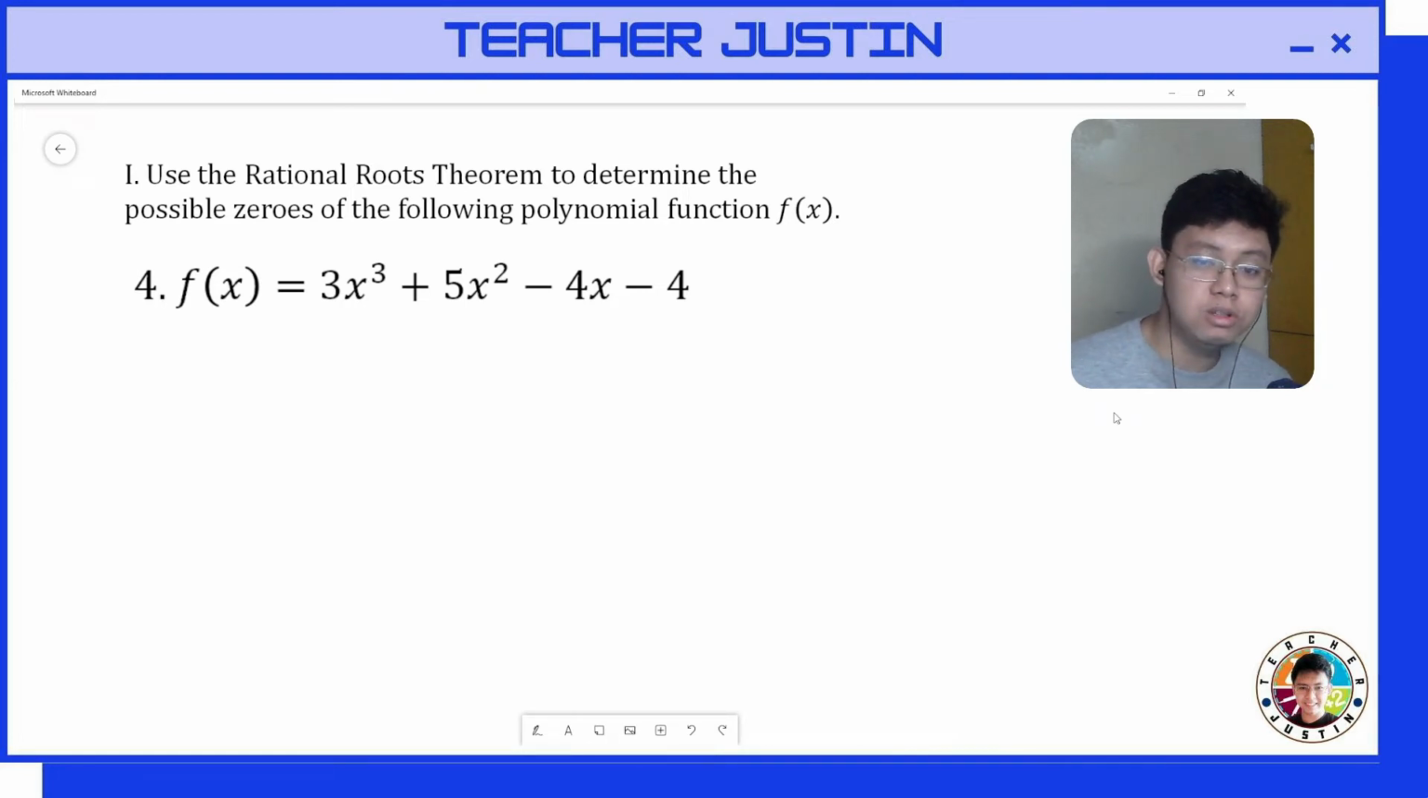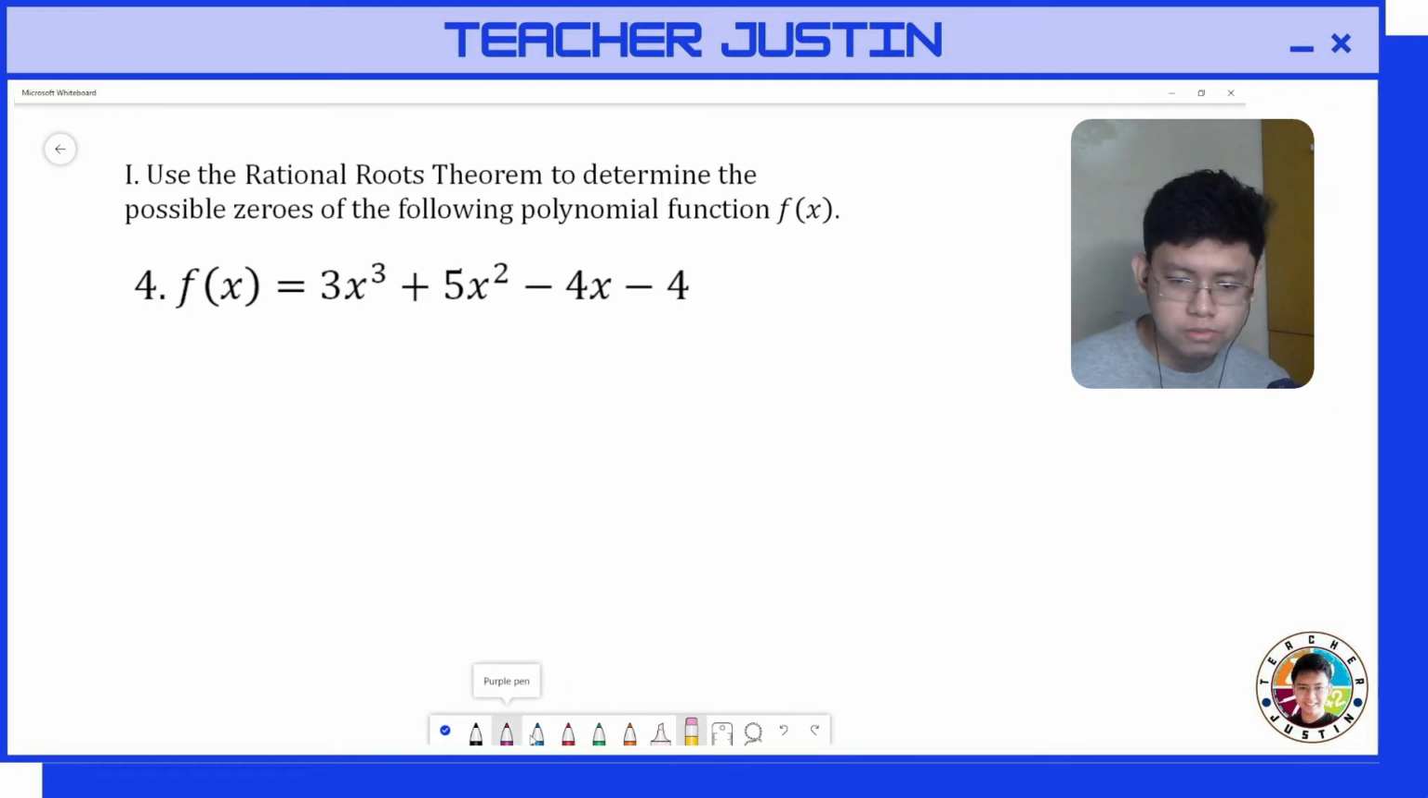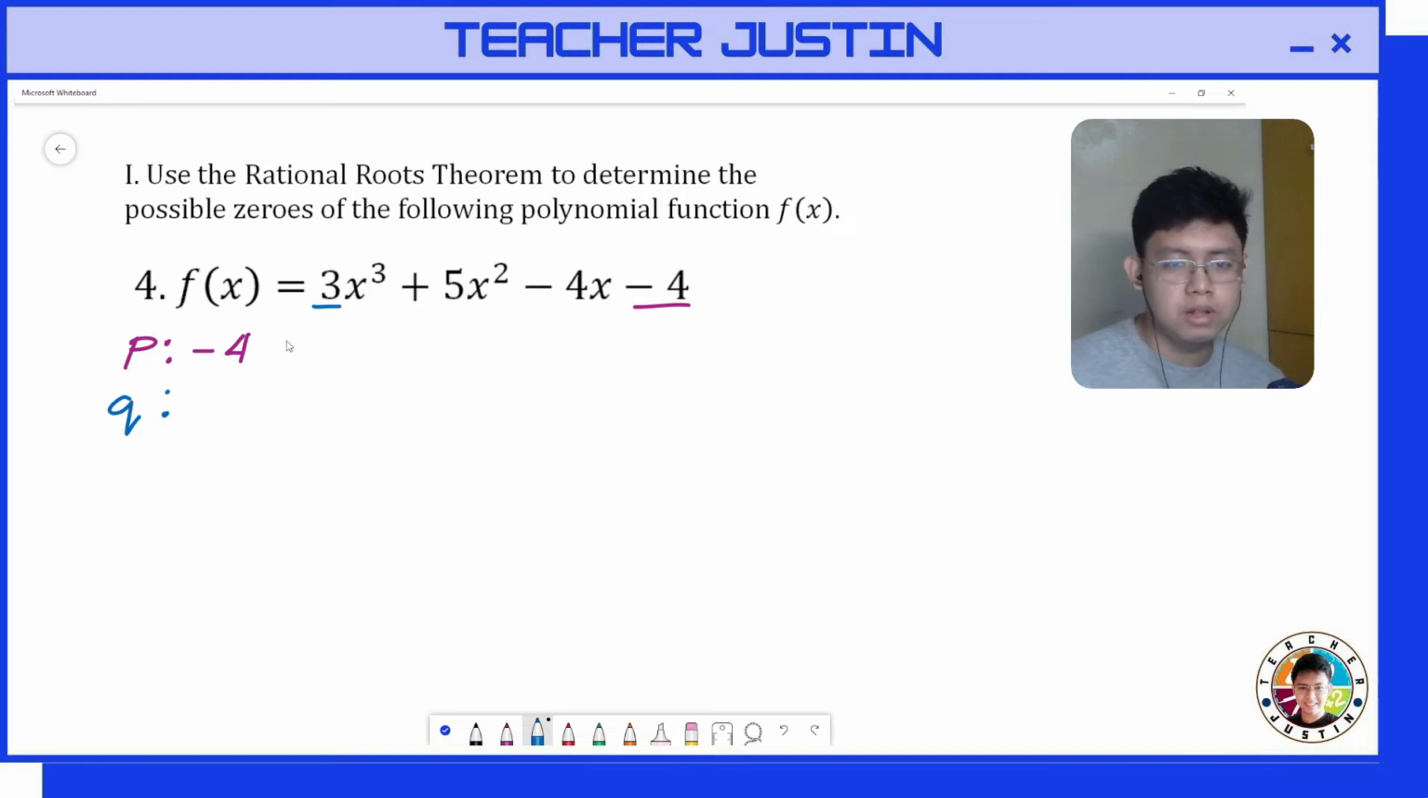f of x is equal to 3x raised to 3 plus 5x squared minus 4x minus 4. Our first step in identifying the possible zeros is for us to find our value for p and our value for q. So for the p, it will be the constant term. So in this case, it is negative 4. Then for our q, it is going to be the leading term of our polynomial function. So in this case, it is 3.